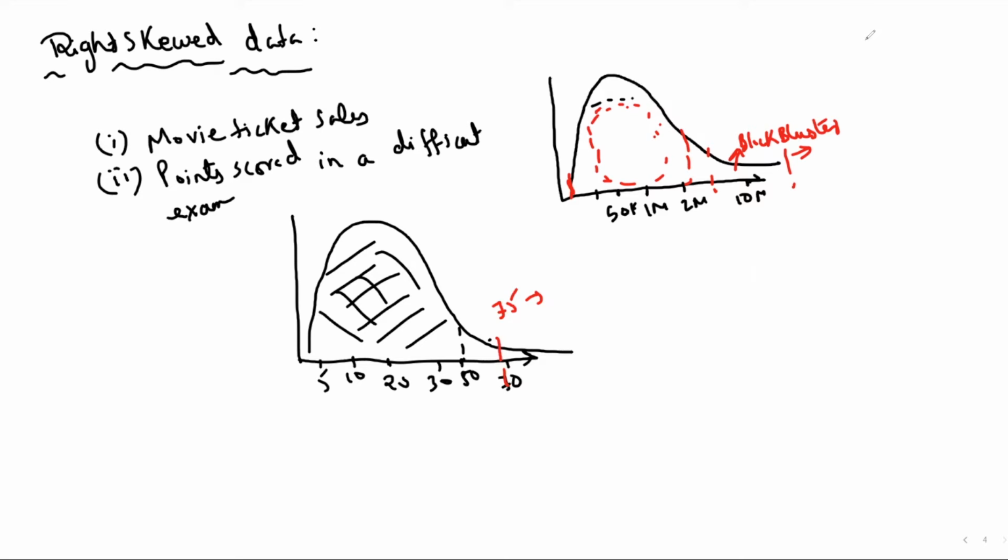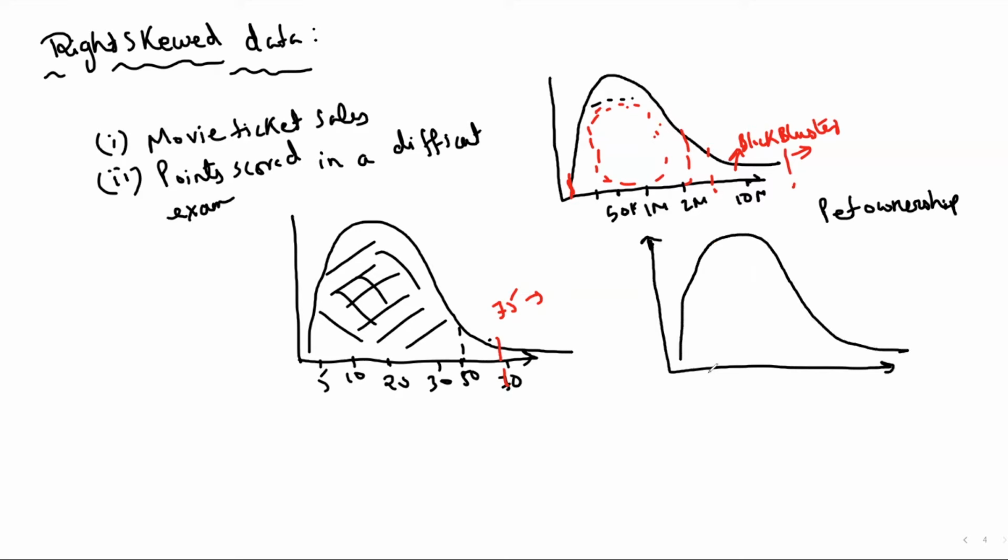One more example, if I may give you, is the number of pets you own in your families. So pet ownership. This can also be an example of right skewed data. Maybe this is the number of pets you may have in your house.